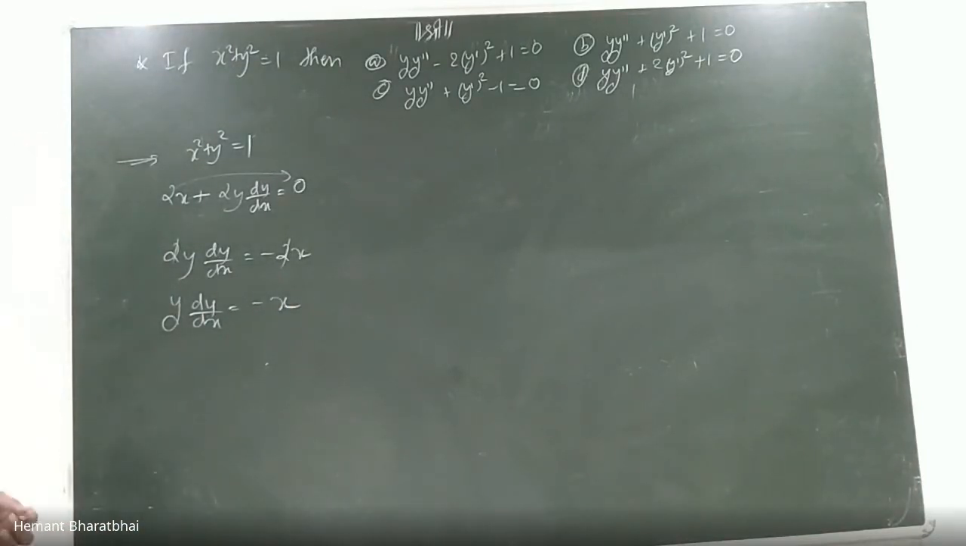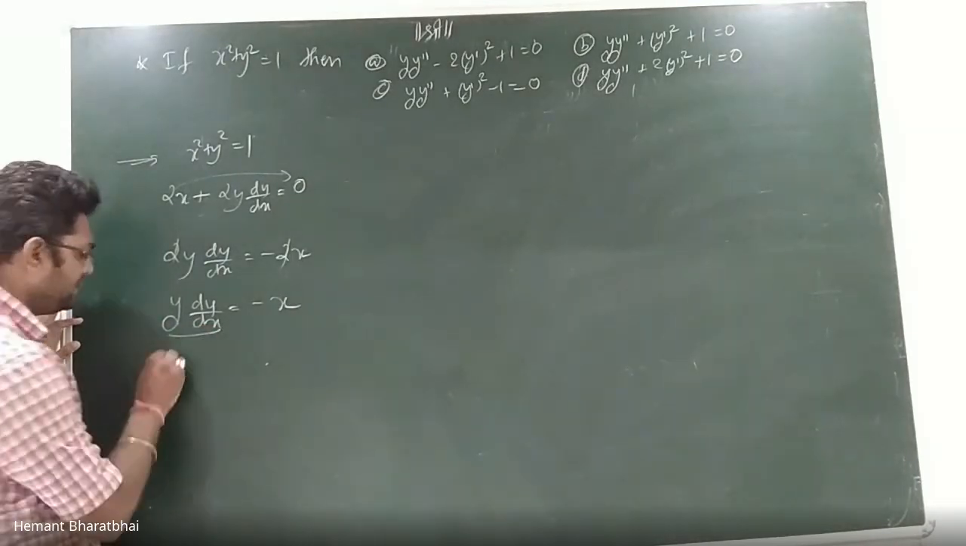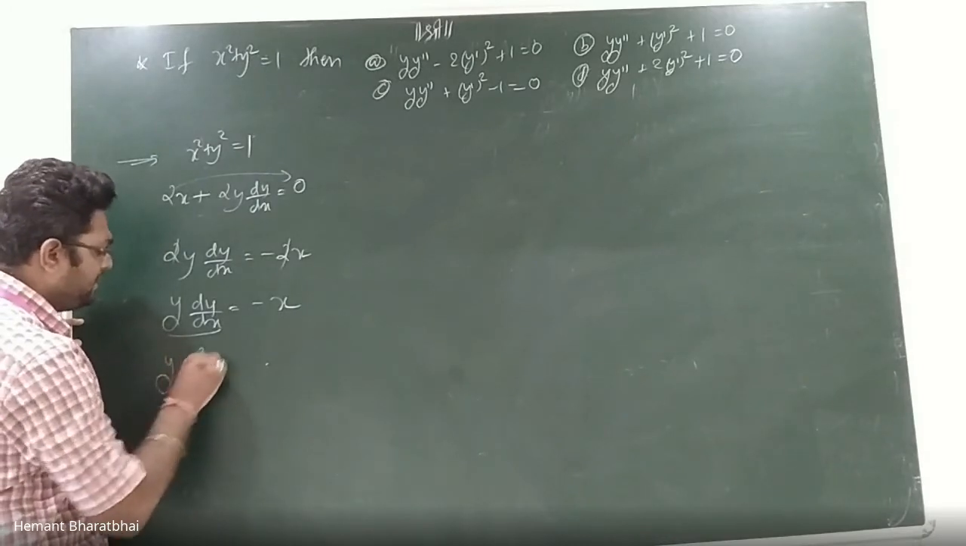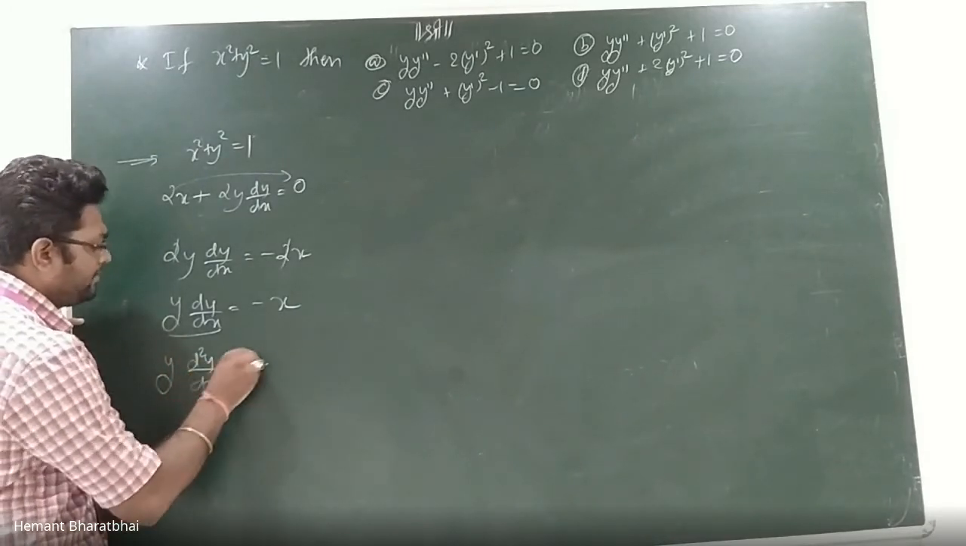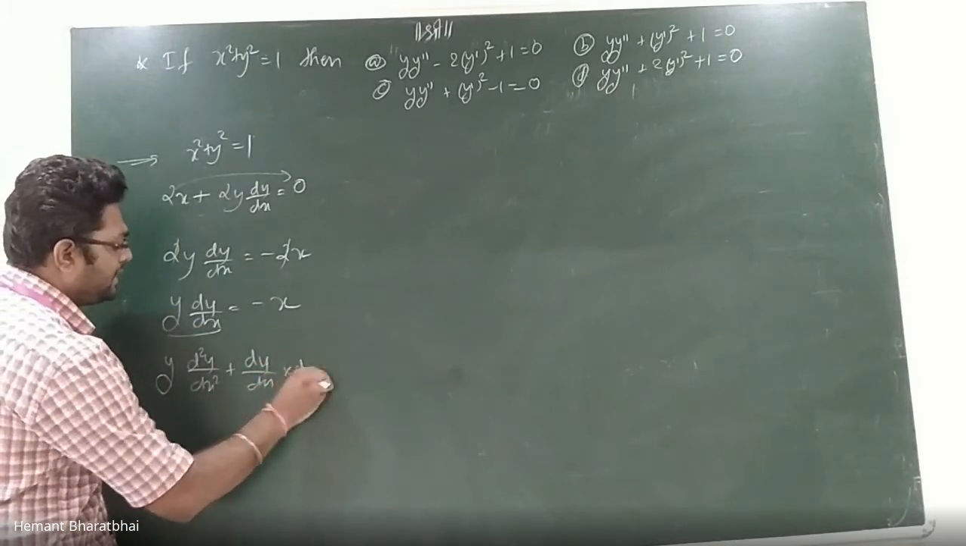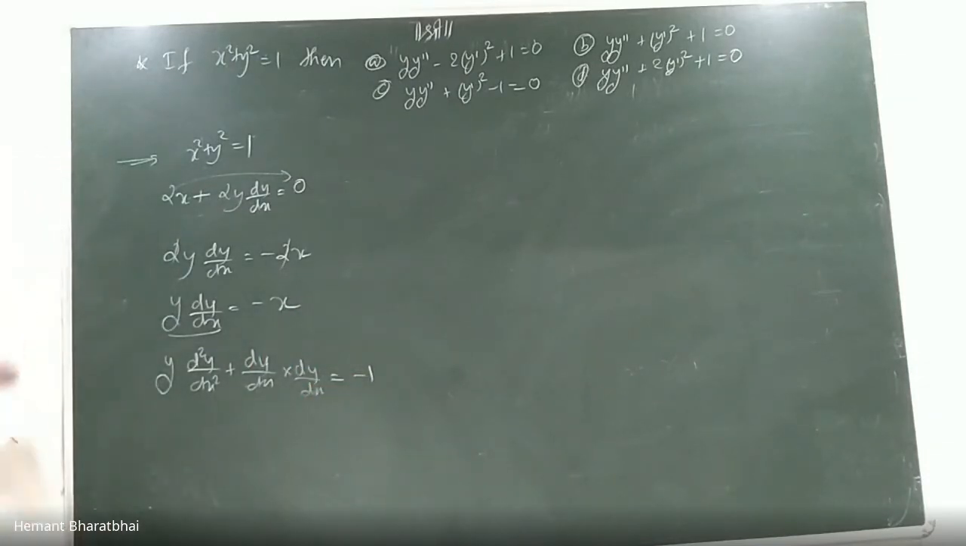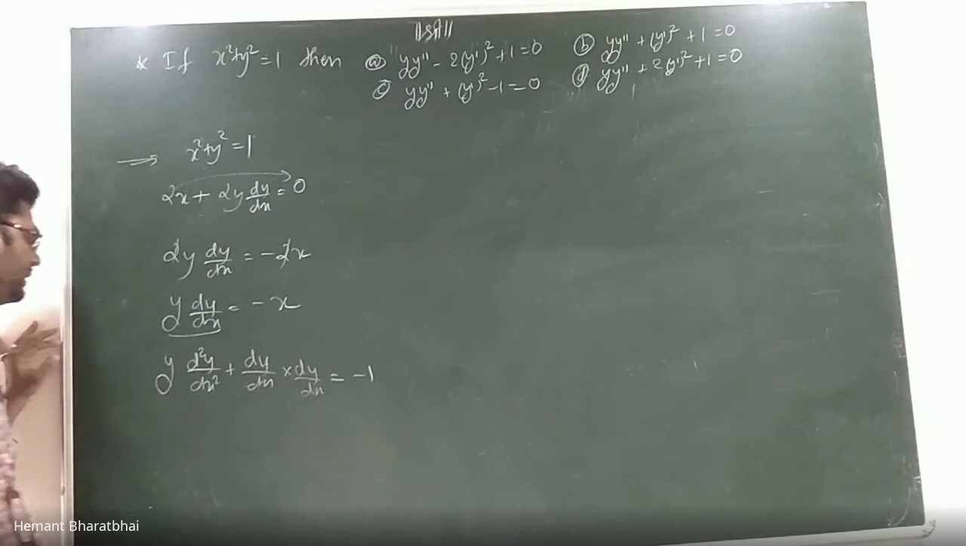Okay, dy by dx means nothing but y dash. So y double dash is there in all the terms, which means I will have to take one more derivative. So let's take the derivative once more. When I take the derivative, I will have to apply the chain rule over here. So y into derivative, that will be d2y by dx square plus dy by dx constant, and this derivative of y will be again dy by dx is equal to the derivative of x, which will be 1. So this will be minus 1.